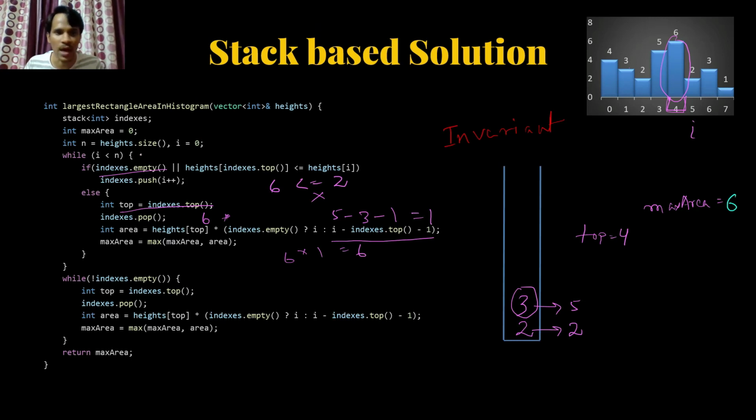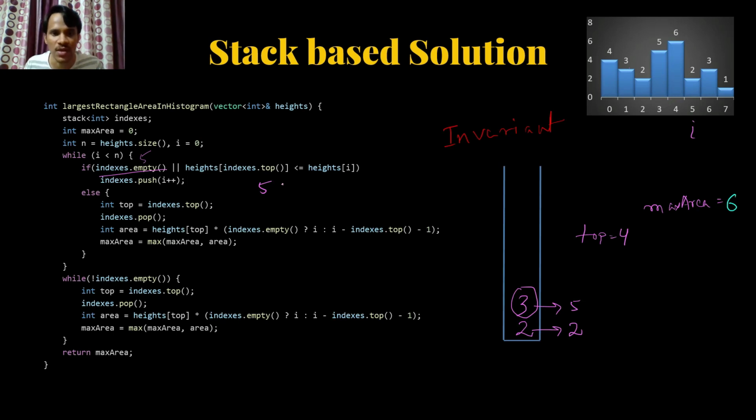So the I is currently 5, it is still less than 8. Indexes are not empty. We check now, I'll erase this, whether the top element, which is at index 3, erase this also, so this is 5, height of the top is less than equal to 2. So this is also false. We go to the else part. So the top index is 3. We pop this index out.